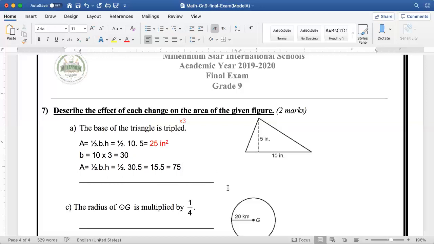As you see the relationship between 75 and 25, 75 is 3 times as 25. If you don't know the relationship between 75 and 25, you can divide 75 by 25. If you divide 75 by 25, you will get 3. So 25 multiplied by 3 is equal to 75. So as I tripled the base, also the area will be tripled. So I'm going to write here the area also will be tripled.